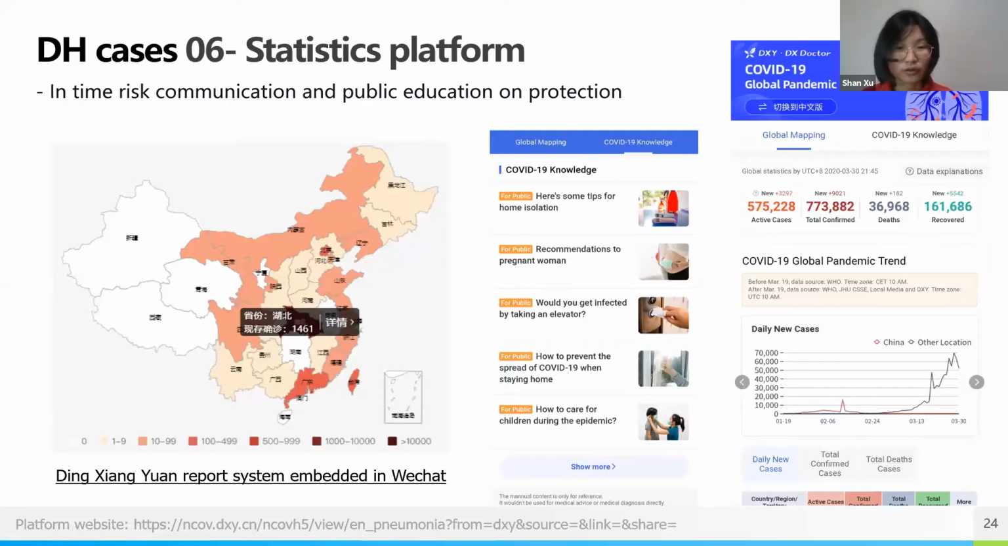We also have a phone page embedded in WeChat and developed by Lin Xiangyuan. During the lockdown days, my daily routine was to check the real-time updates on that platform, and we can see the curves, the maps, and also related technology and knowledge on that page. As far as I know, they also developed an English version to support the global rescue.